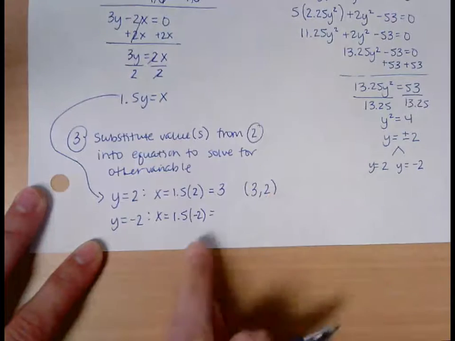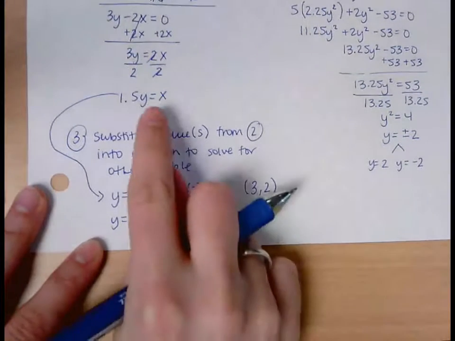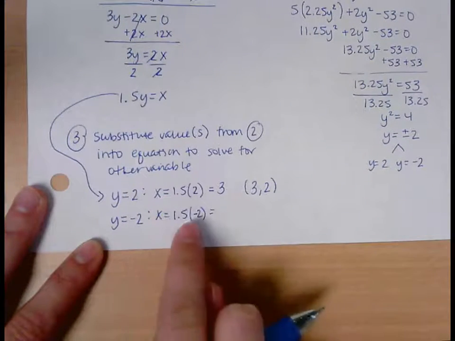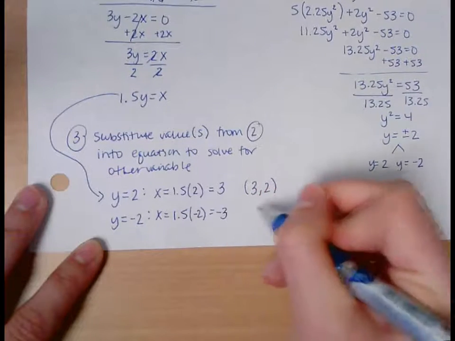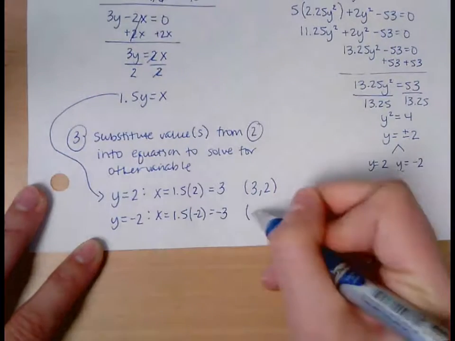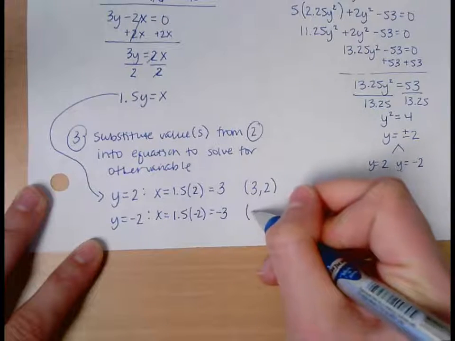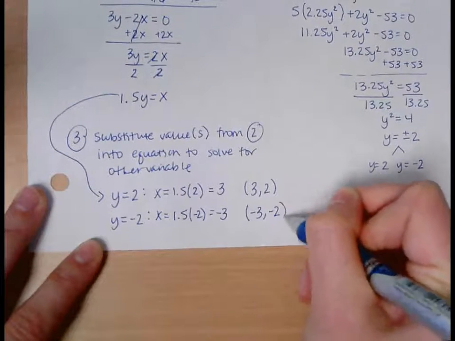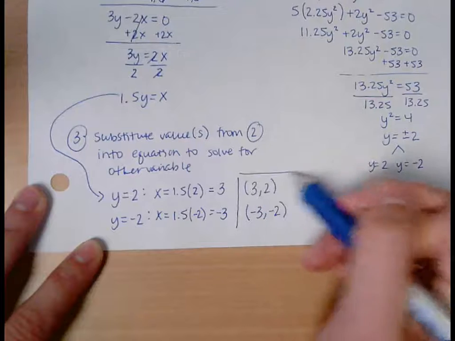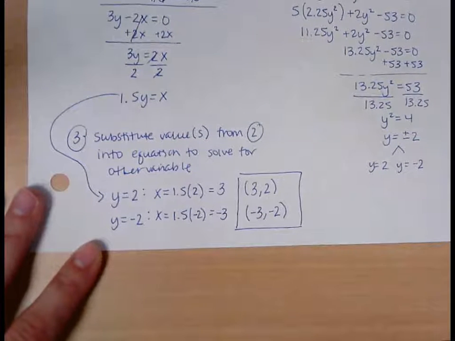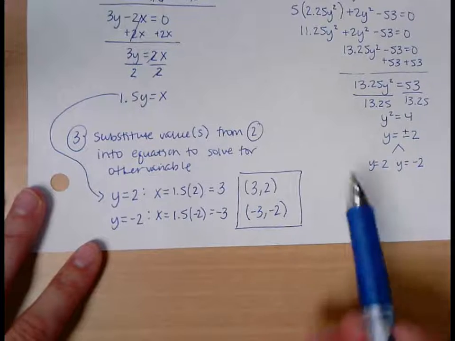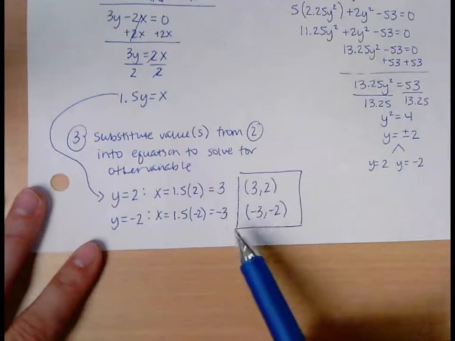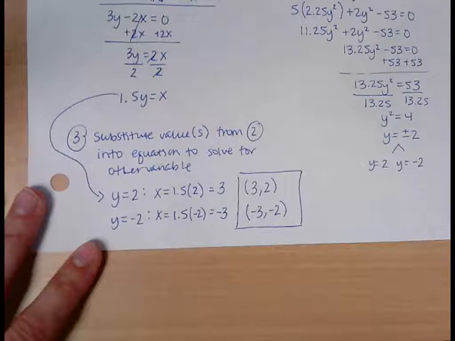And then when x is negative 2, if I substitute that in, or when y is negative 2, x is 1.5 times negative 2, so x is negative 3. So my second solution, the second place they intersect, is at negative 3, negative 2. So rather than writing your solution as x is plus or minus 3, y is plus or minus 2, write the ordered pairs, which x value is paired with which y value.